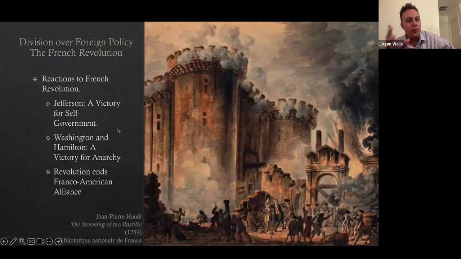Now, as I said before, Jefferson declares it a victory for self-government. Washington and Hamilton declared a victory for anarchy. And what eventually happens is that the revolution ends the Franco-American alliance, right? You have this guy who calls himself Citizen Genet. He is sent over from the revolutionary government. This is 1793, 1794. And he wants the United States to honor the treaty that was made with France, right?